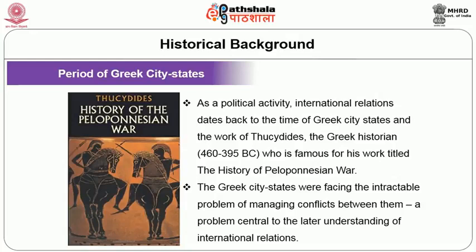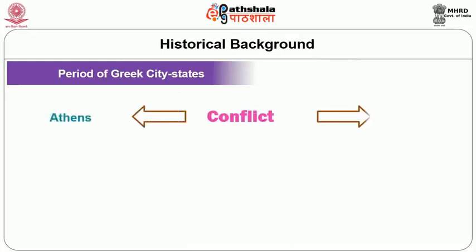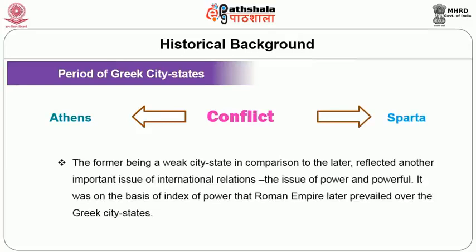of international relations. The conflict between Athens and Sparta, the former being a weak city-state in comparison to the latter, reflected another important issue of international relations, that is, the issue of power and the powerful. It was on the basis of index of power that Roman Empire later prevailed over the Greek city-states.